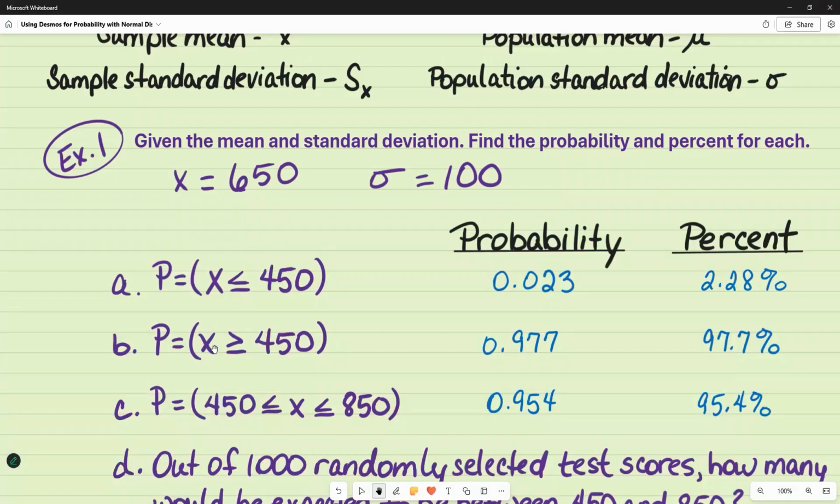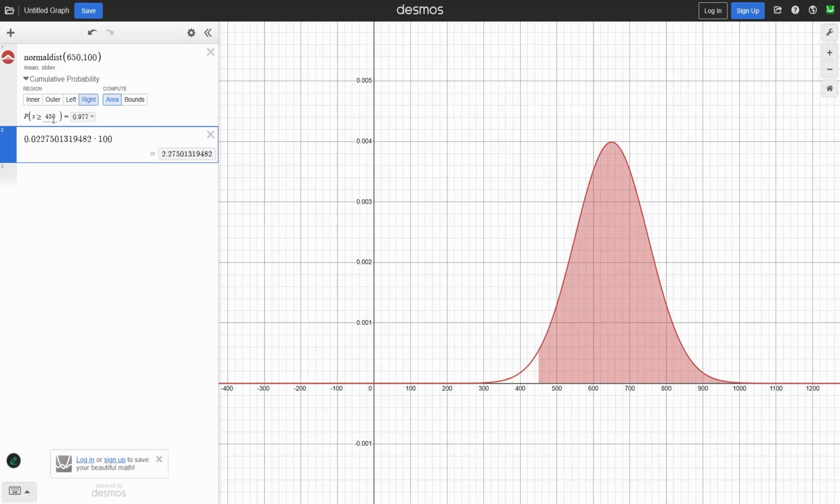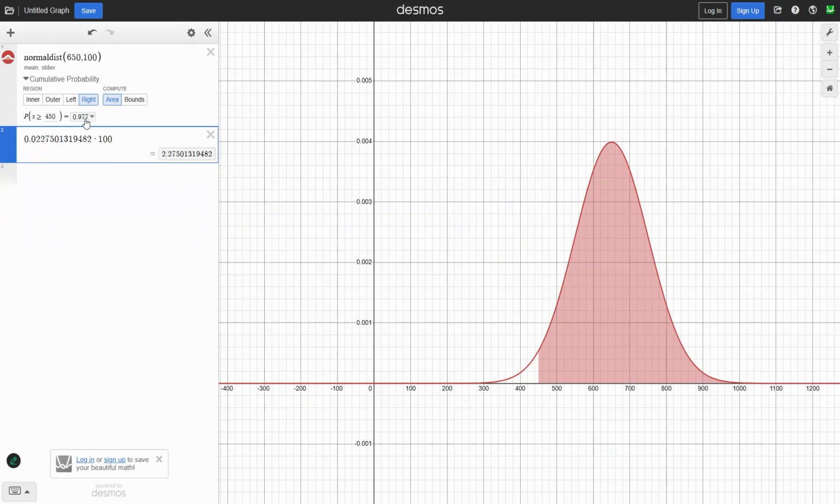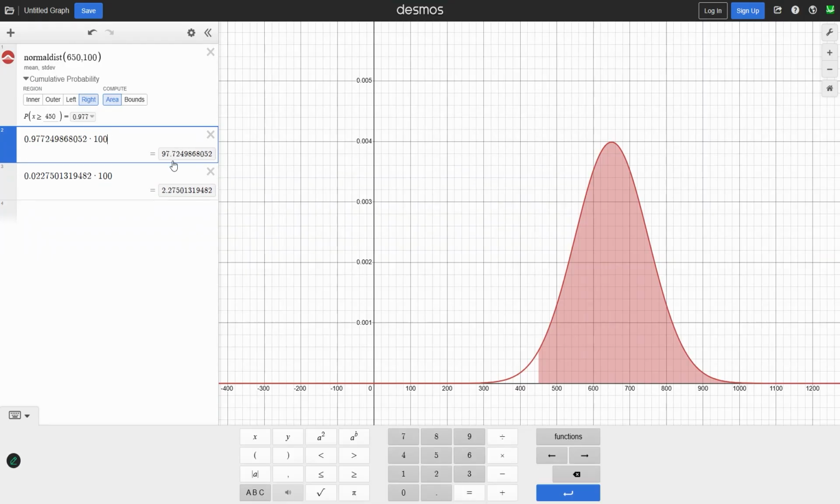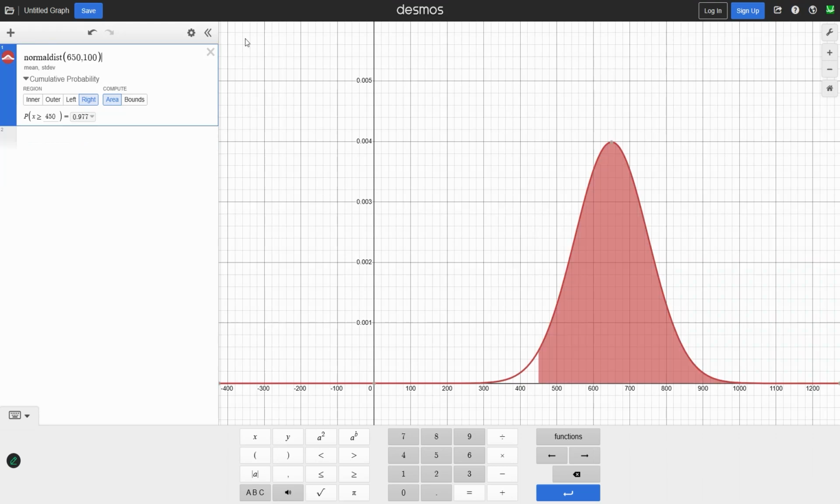On the next one, I'm looking where x is greater than or equal to 450. So I'm going to change this time to where x is greater than or equal to 450. And now I see 0.977. If I wanted to convert it to a percent, I can just quickly move this over two decimal places, or again, just copy it and multiply times 100. That's going to show me again 97.7. And then I just put my percent sign. If I took this number and copied it and added it to this number, I see that I have accounted for 100% of my data. So that's one way that we can find our normal distribution.